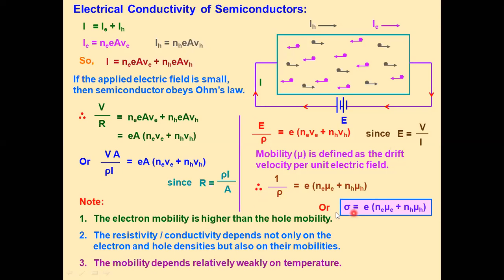Sigma is equal to 1 upon rho. So the resistivity or the conductivity depends not only on the electron and hole density, but also on their mobilities. The mobility depends relatively weakly on the temperature. So this is the concept of electrical conductivity. The electrical conductivity of metal is greater and that of an insulator is very small, but the electrical conductivity of a semiconductor is in between metals and insulators.